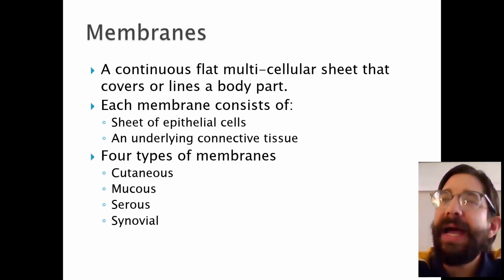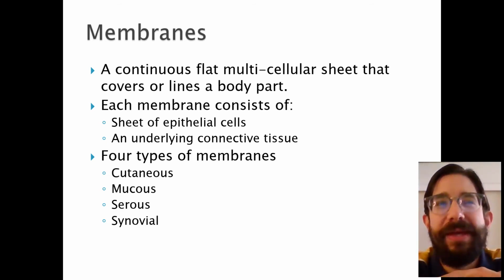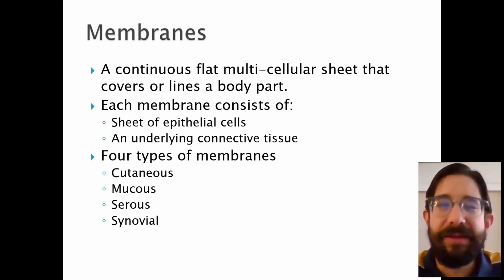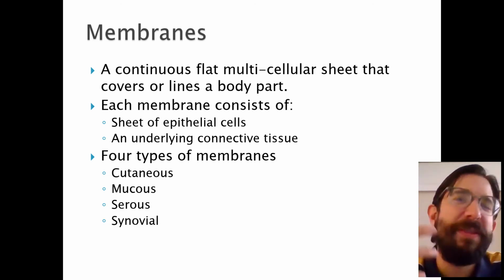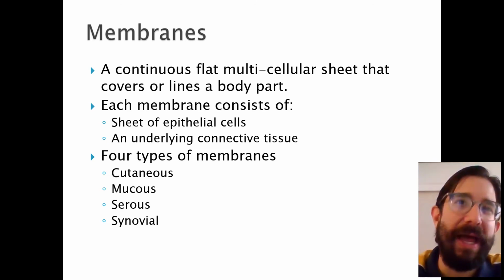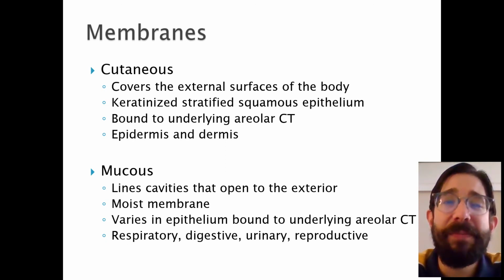I don't want you to think about some very simple, basic linings in your body, right? Like, well, what lines the inside of blood vessels? It's just simple squamous epithelium. It's not a membrane with all this connective tissue and stuff. We're just saying here that there are 4 types of membranes that are bigger, thicker, special types of membranes that line or cover things. So first is the cutaneous membrane.